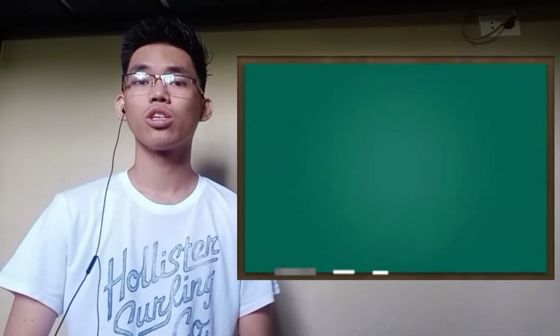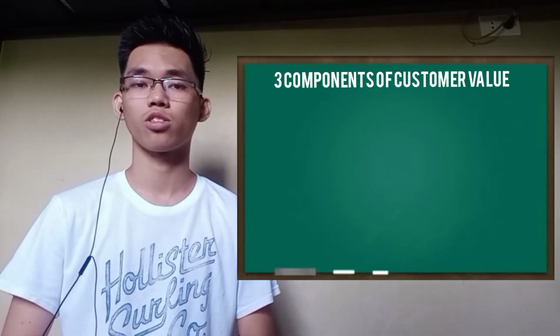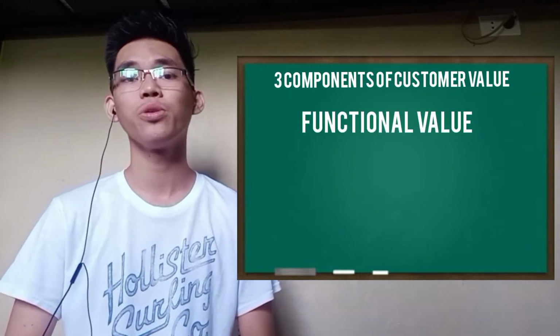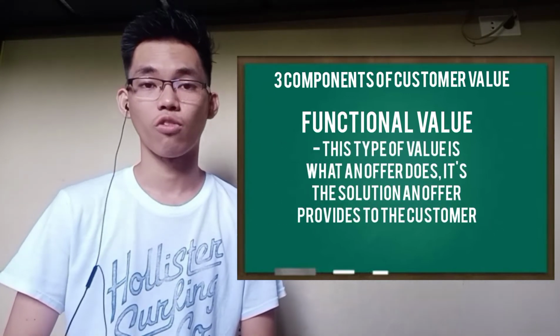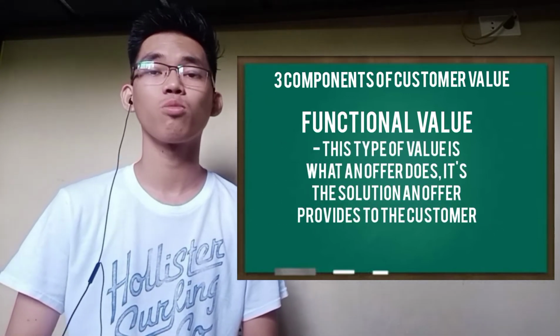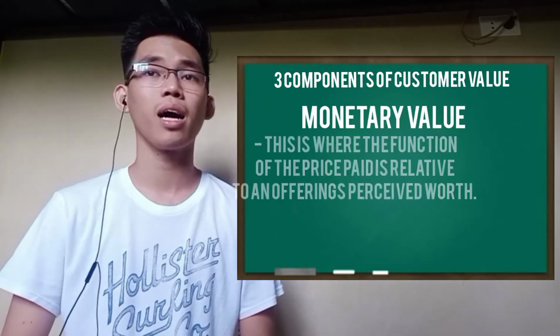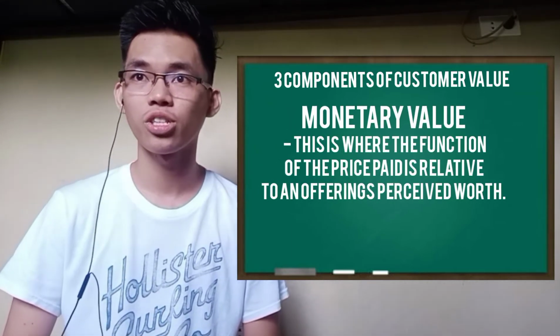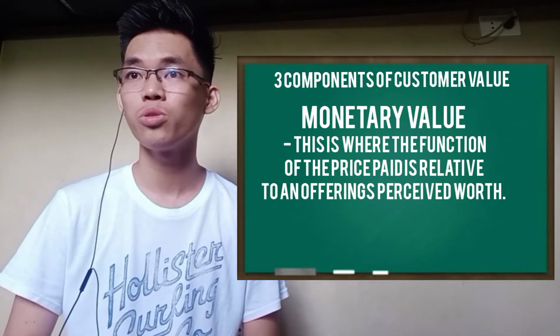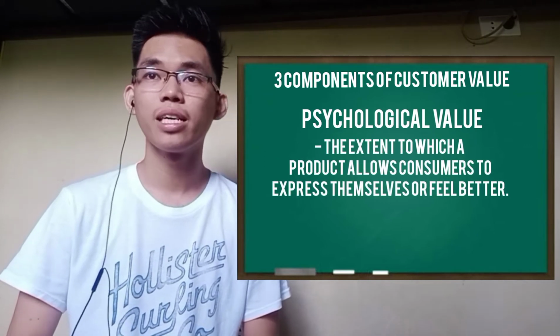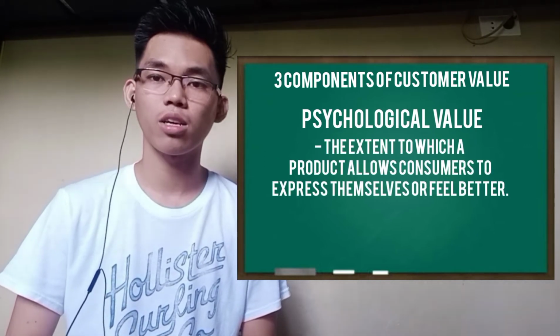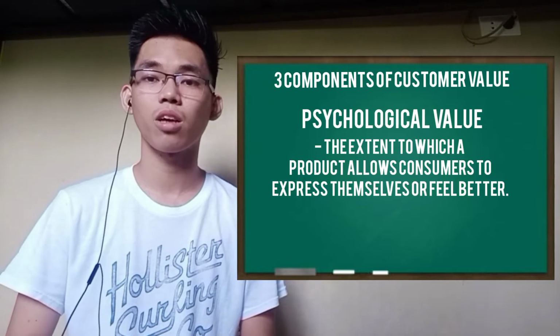So today, we're going to discuss the review cycle matrix. Let's start. First, let's discuss the three components of customer value. We have the functional value, the monetary value, and the psychological value. Functional value is what an offer does. It's the solution an offer provides to the customer. The monetary value is where the function of the price paid is relative to an offering's perceived worth. And lastly, the psychological value is the extent to which a product allows a customer to express themselves or feel better.